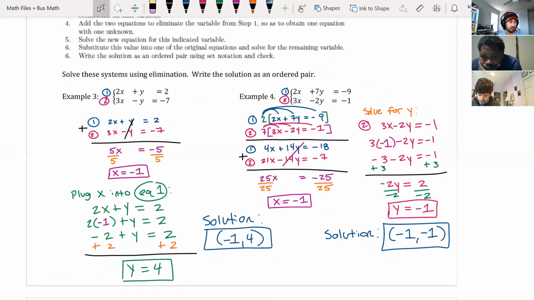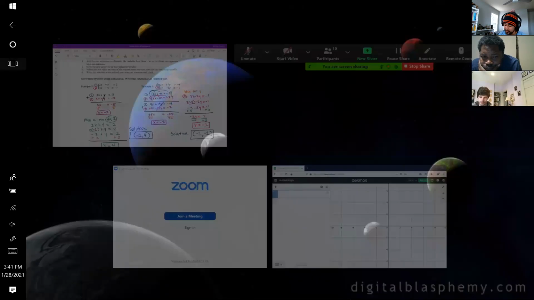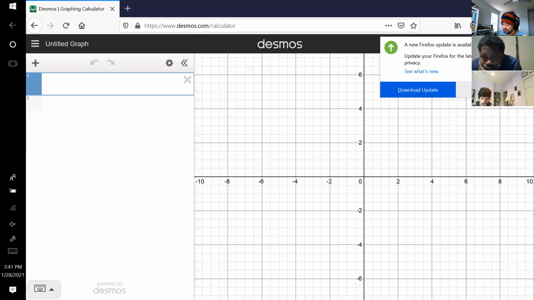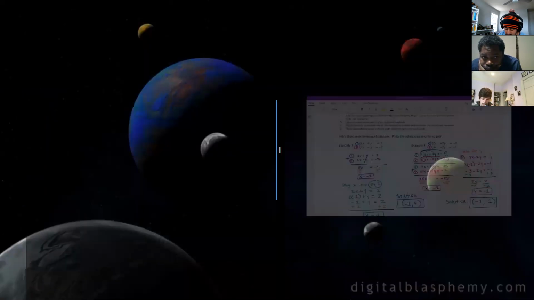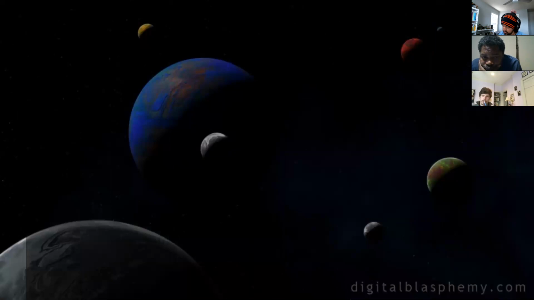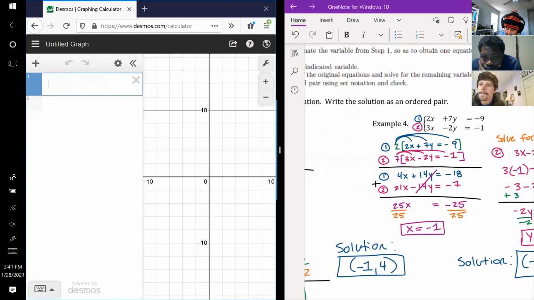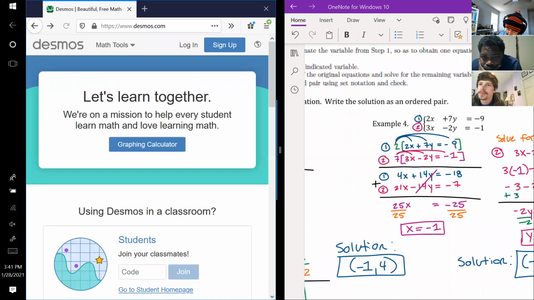Actually, since we have time and not a lot of people are here, let's go ahead and check out Desmos for this problem. Because if you're ever having issues trying to solve these systems, you can always check your work. So let me bring that there. I'm going to bring you here. And let's just use this one as an example.